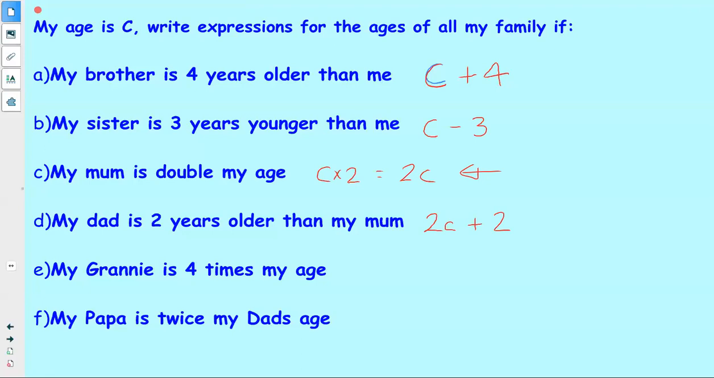My granny is 4 times my age. So again, my age is C. 4 times, so multiplied by 4. So I would write it like 4C. And my papa is twice my dad's age. So where's my dad's age? My dad's age is here. So that whole expression, papa is twice that age. So you're going to write what age your dad was, and you're going to multiply it by 2. You know what to do now. That 2 should go at the beginning of the brackets. Okay, that's us. Let's move on.